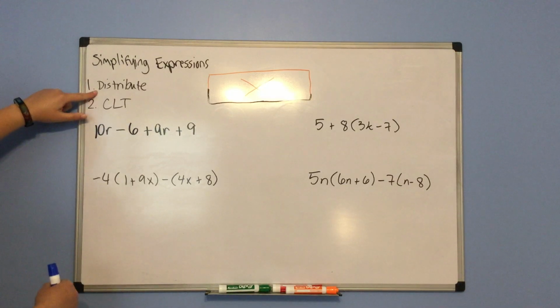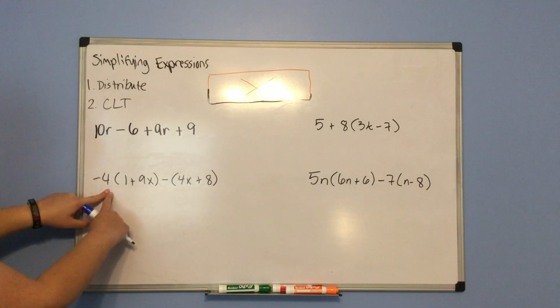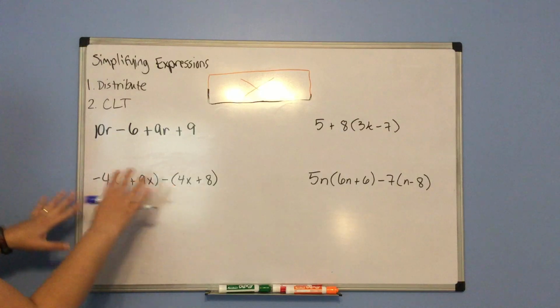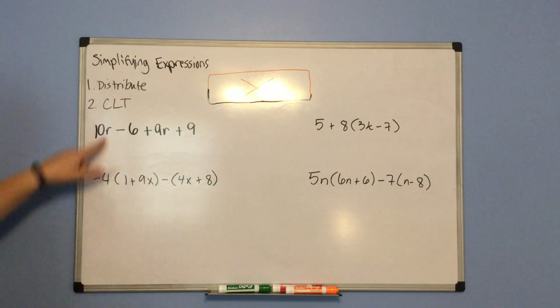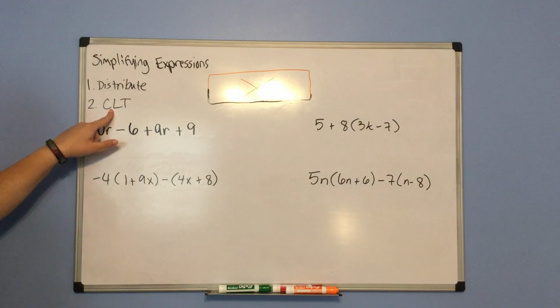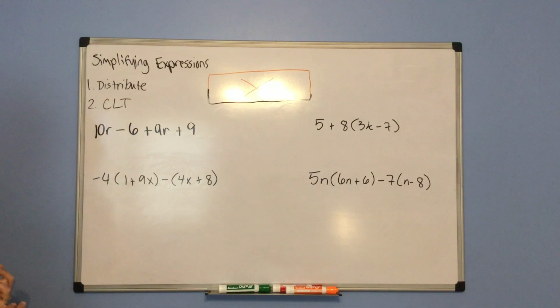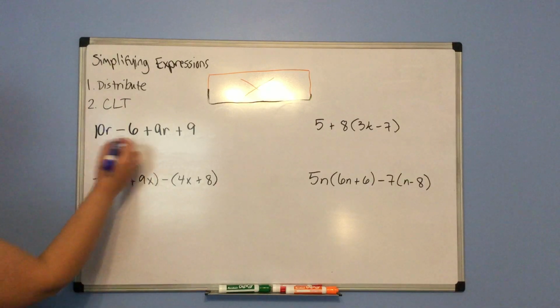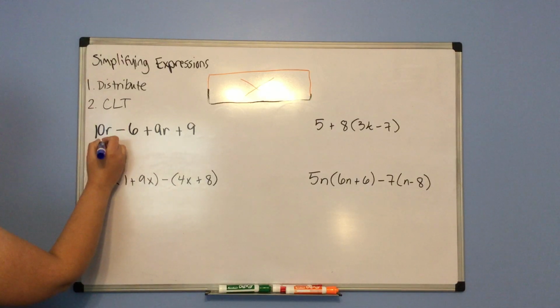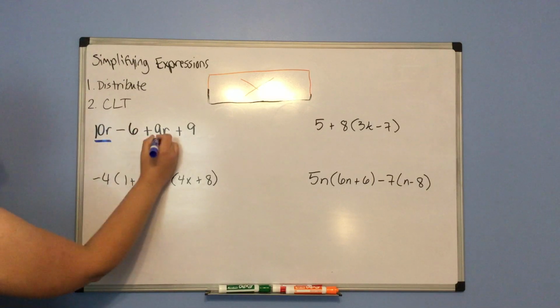I don't have any distributing to do. That's when you see like a number or variable in front of parentheses. I don't have anything that looks like that. I can, however, combine like terms. Like terms have the same number with the same variables in them, or just two number terms would also be like terms.